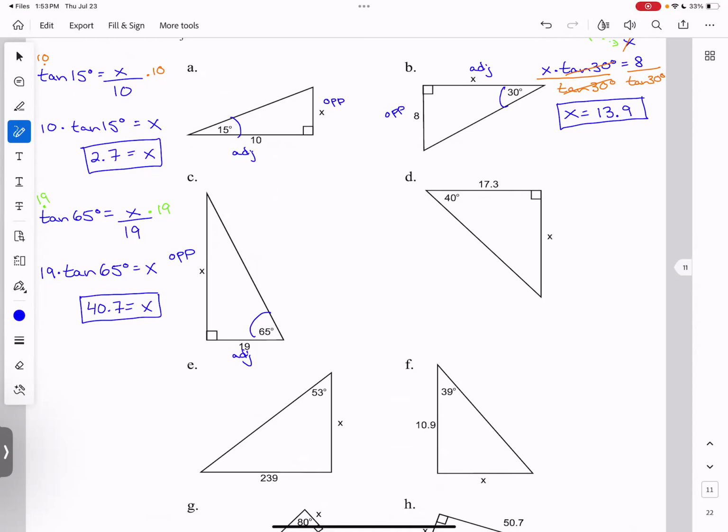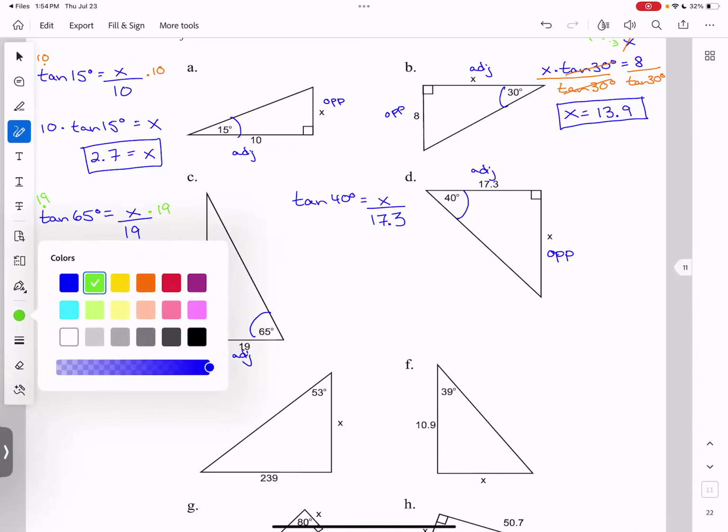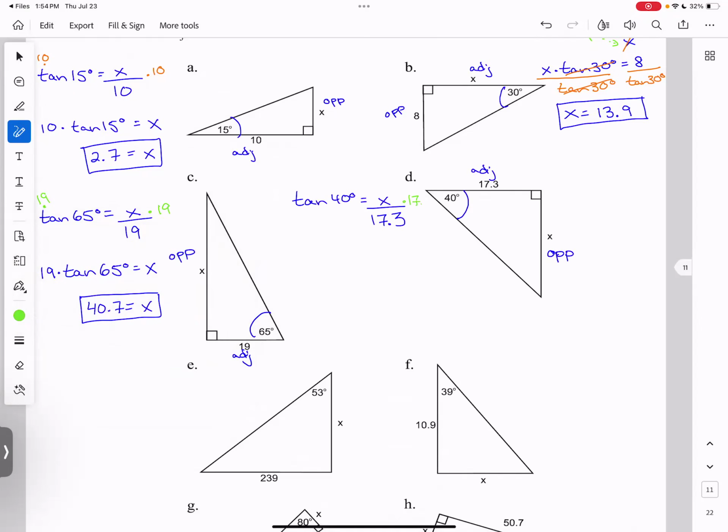Okay, D. So relative to this 40 degrees, x is my opposite, and the 17.3 is my adjacent. So tan of 40 degrees is opposite over adjacent, which is x over 17.3. I can multiply both sides by 17.3. And that gives me x is 17.3 times tan of 40, which I can calculate. It's 14.5.